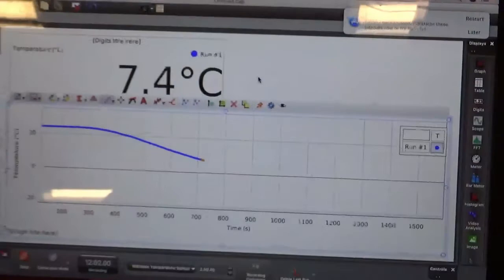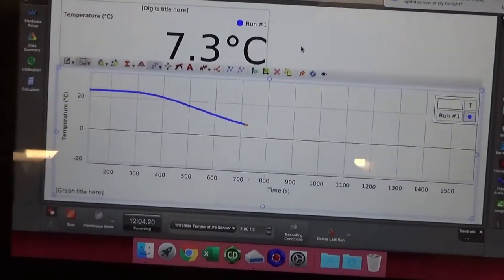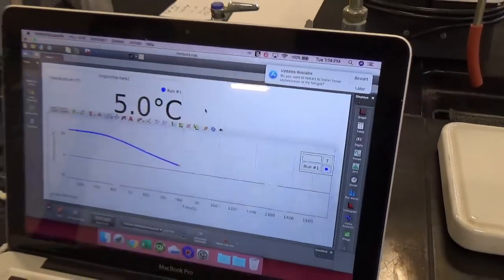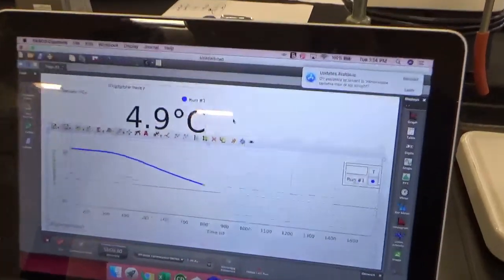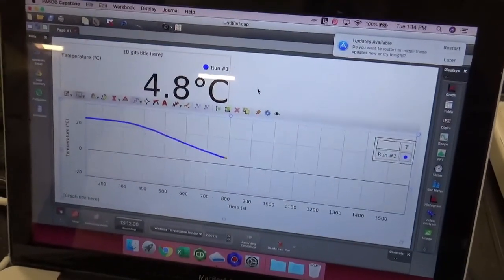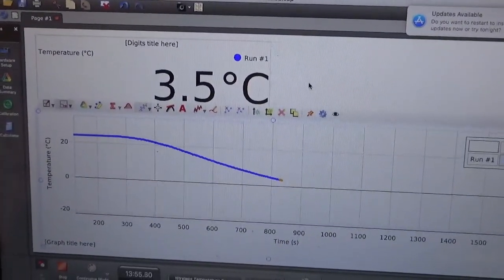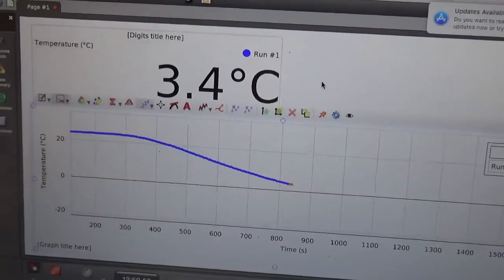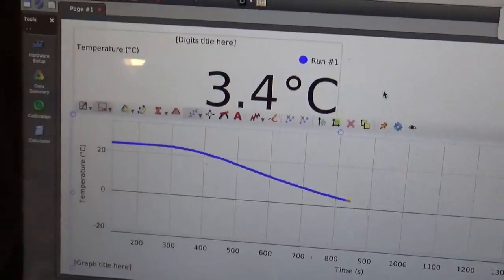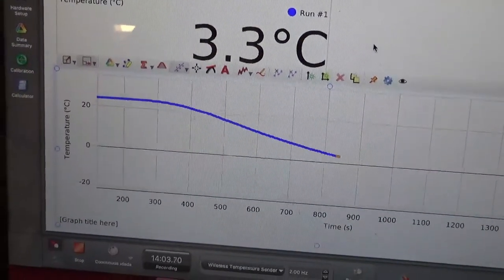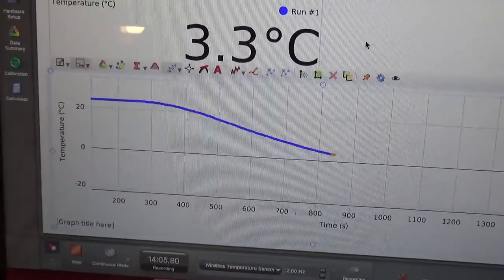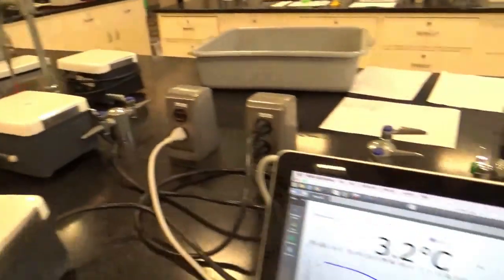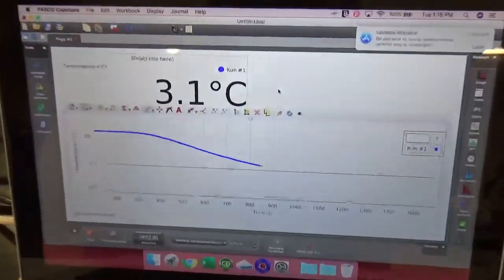Anybody know what the freezing point of water is? Go ahead. Wow, it's still going down. So, have you looked up the freezing point of water? You should know what it is. You know it's 32 degrees Fahrenheit. Celsius? What is it in Celsius? Okay.